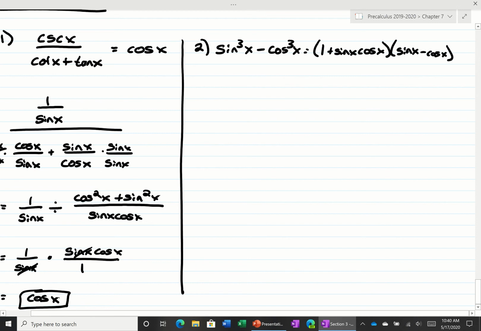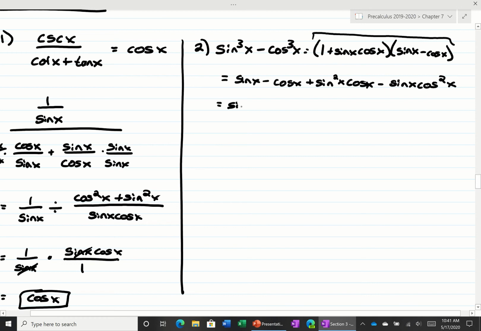And it looks like on the answer sheet, I chose to factor the left side, so you have that in the answer sheet. I'm going to show you how to make the right side look like the left. So I'll start with the right side here. First thing, let's FOIL it out. So we'll get sine of x minus cosine of x plus sine squared of x cosine of x, minus sine of x cosine squared of x.